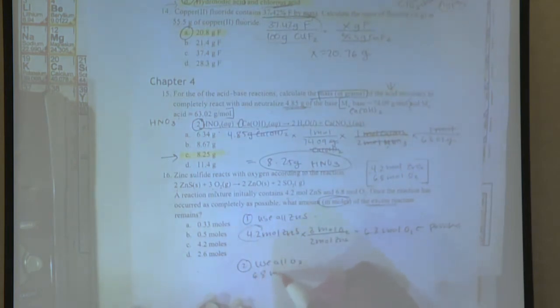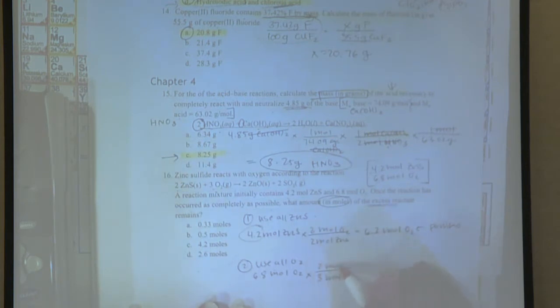6.8 moles of oxygen. We use 3 moles of oxygen for every 2 moles of zinc sulfide. Once we do the math out here, we would need 4.53 moles zinc sulfide. This is impossible to follow through on because we don't have that much zinc sulfide. We only have 4.2, so this is not viable. And this is what we have to use, right? So we found out that zinc sulfide here is our limiting reagent, and oxygen here is our excess, right?